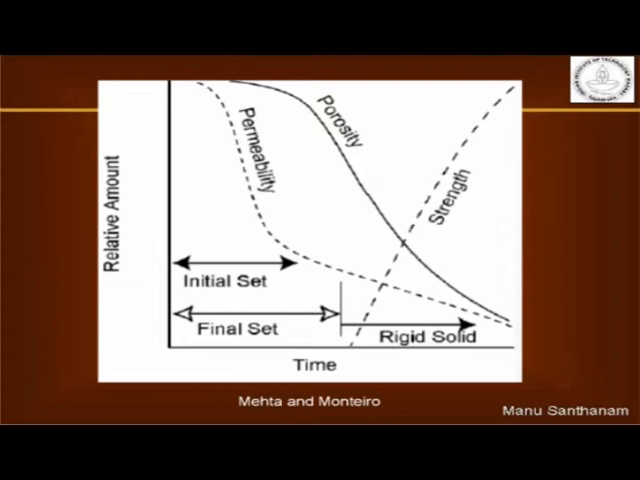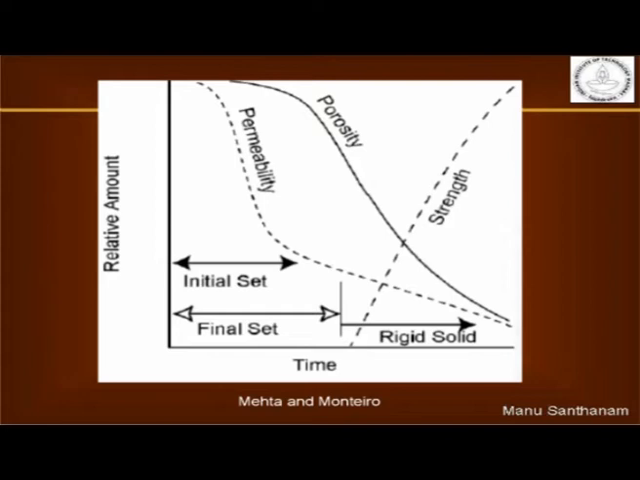Okay, so that means if I continue to cure my system, if I continue to ensure that water is available for reaction with cement, my strength will go up and my permeability will come down. In other words, as the permeability comes down, my durability goes up. So strength and durability will go up as I continue to cure my system.